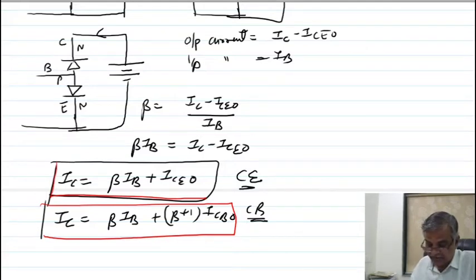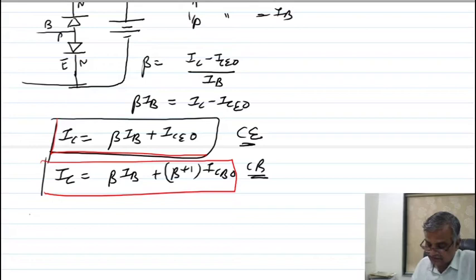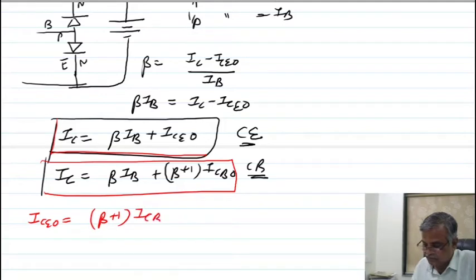If I compare these two, then I can get ICEO is beta plus 1 times ICBO, which means the leakage current for common emitter is always high. If you use the transistor in a common emitter configuration, then the leakage current flowing is always beta plus 1 times the leakage current flowing in a common base. So the leakage current in a common emitter configuration is always large compared to the leakage current in a common base configuration.